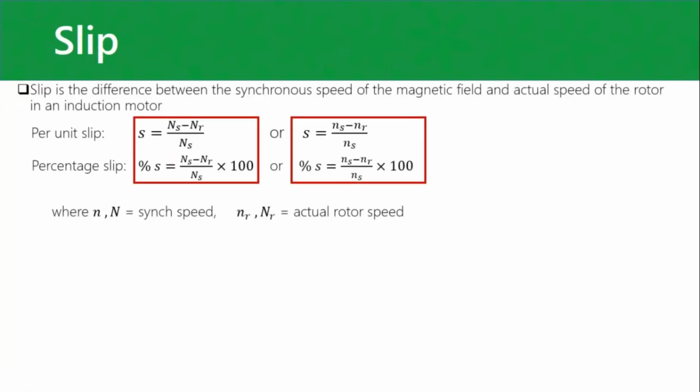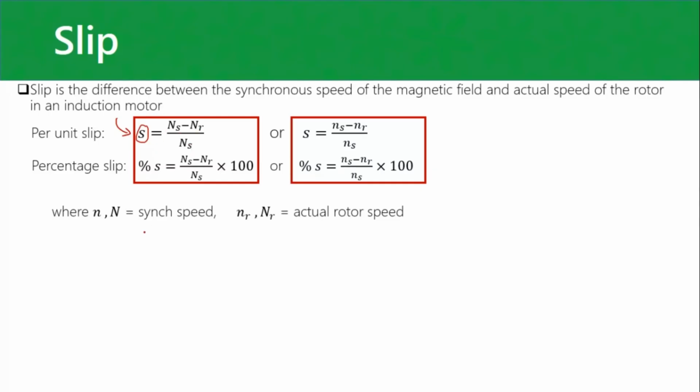Now, this difference between rotor speed and synchronous speed is known as slip. This is the big constant for the induction motor. It's the most important thing that you calculate. All right. So the measure of the difference between the synchronous speed of the magnetic field and the actual speed of the rotor is (NS minus NR) over NS.